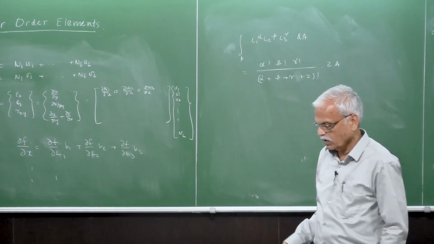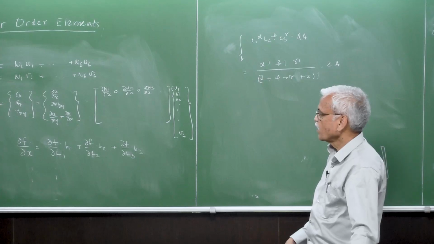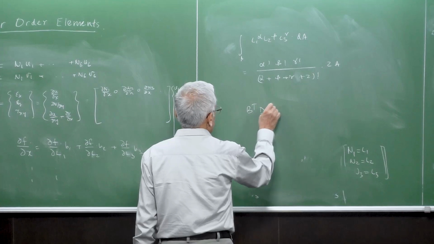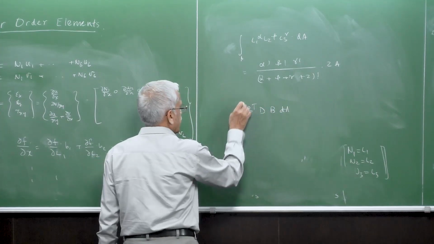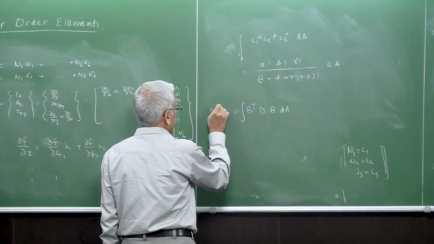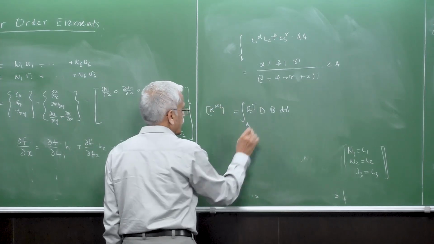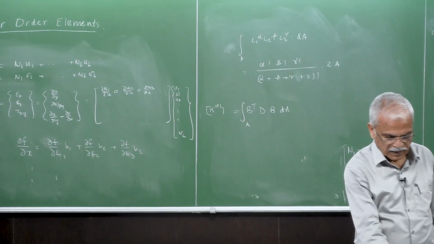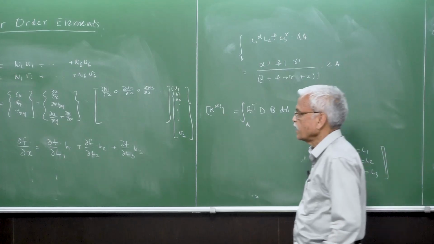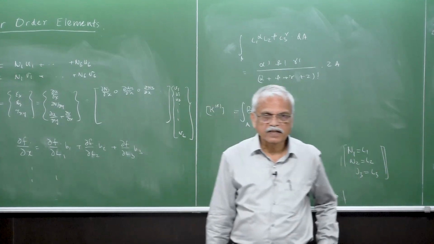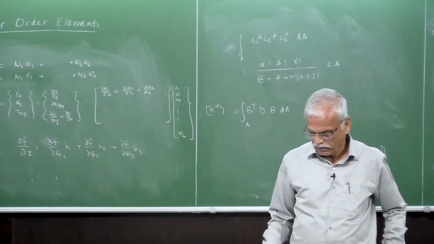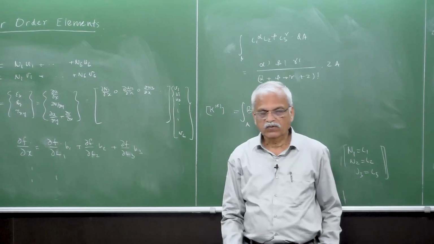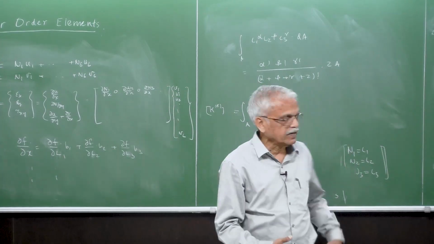Otherwise the procedure is all the same. You can go ahead. This is B. Once you have that B, you have to do B transpose D B to get the stiffness matrix. So I think that gives you an idea how to evaluate the matrices for the triangular element. I'll stop here for this 2D element evaluation of various matrices. I hope you can proceed.